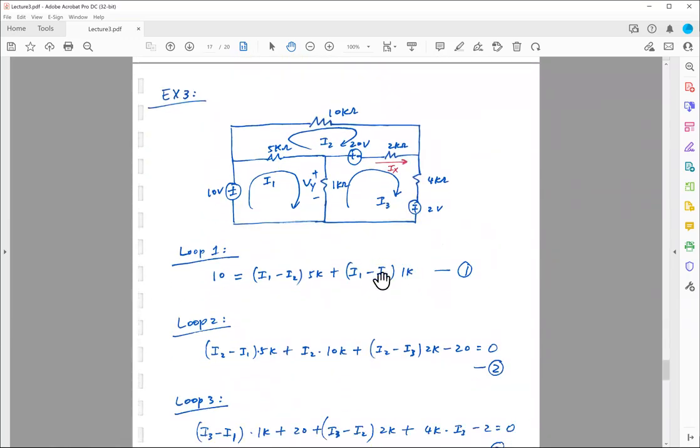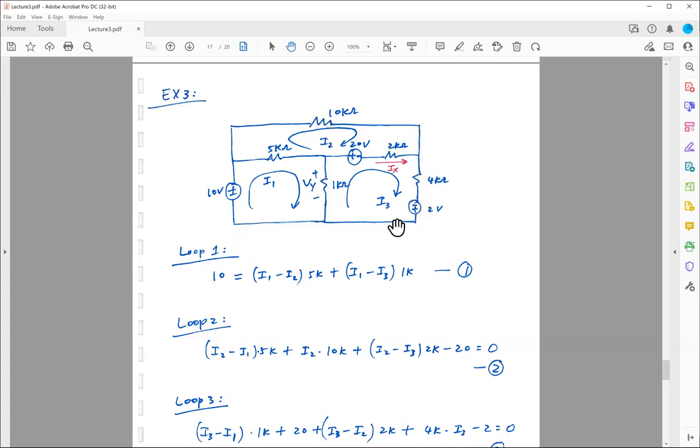Next example. Again, I have 3 loops and 3 voltage sources. For this question, you're asked to find not just I1, I2, and I3, but also the current passing through this 2K ohm resistor, and the voltage drop across this 1K ohm resistor. Again, I'd like to start from my loop 1 here. I define my loop currents, loop 1, loop 2, and loop 3 this way.